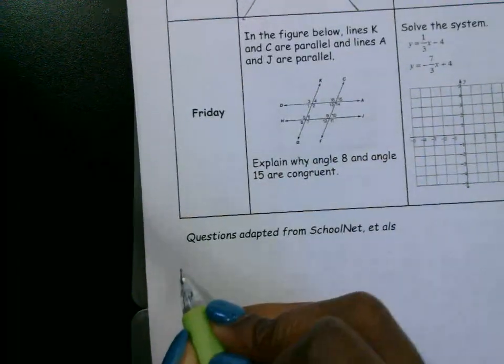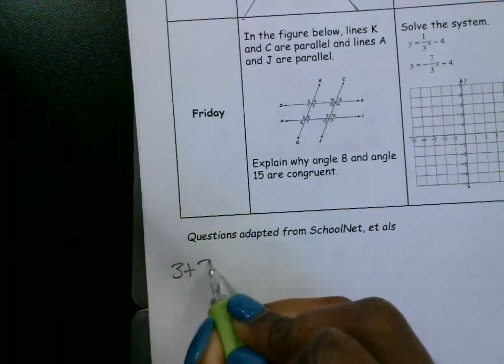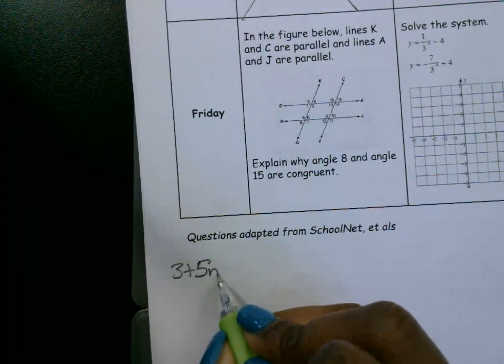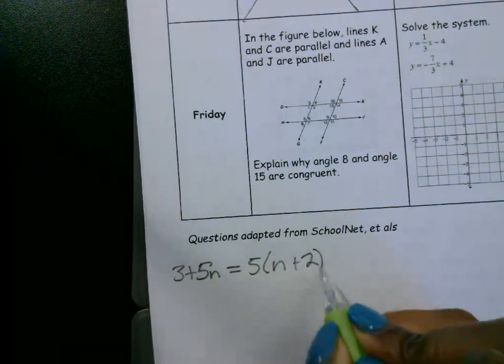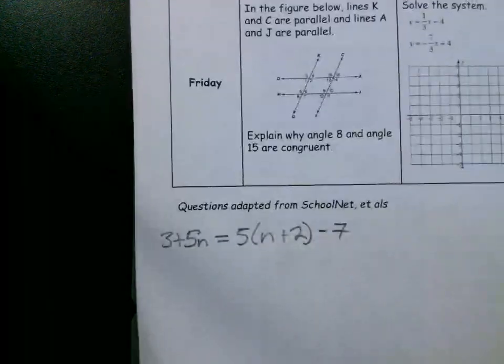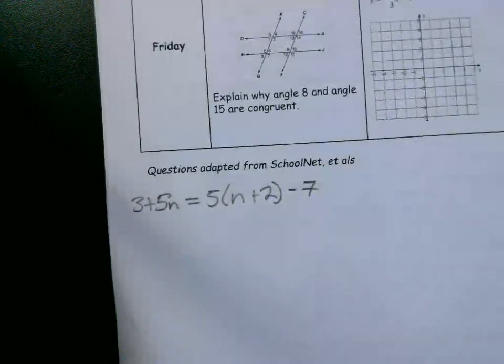Okay. All right. 3 plus 5n is equal to 5 times (n plus 2) minus 7. I want you to try this on your own first. I'm going to give you a minute, and then I'm going to go over what you should have. I need you to try to solve this equation on your own first.